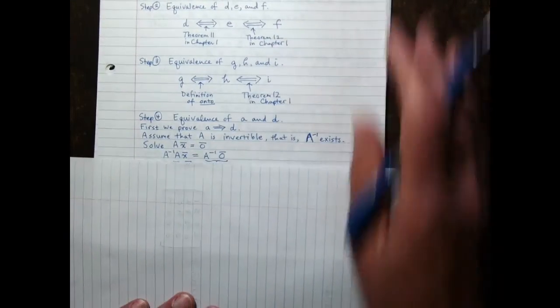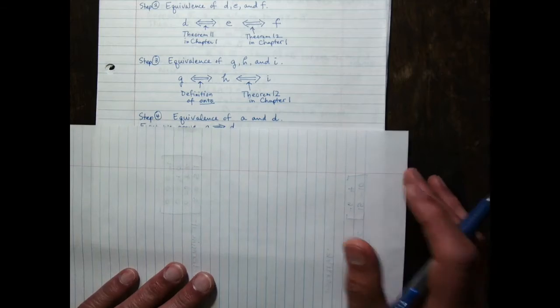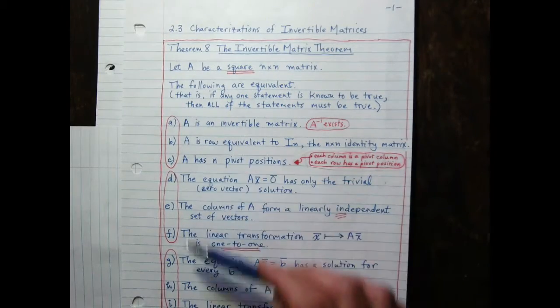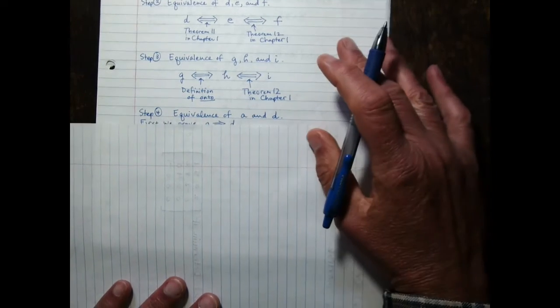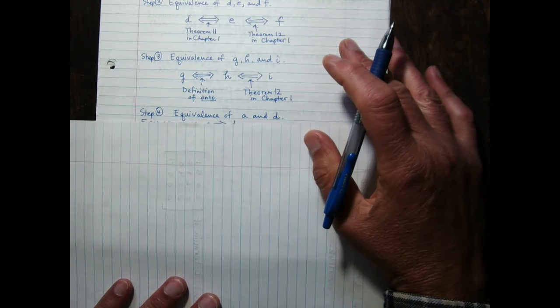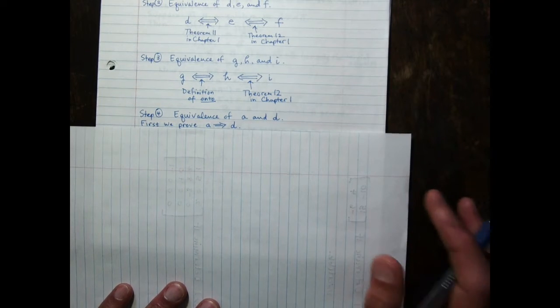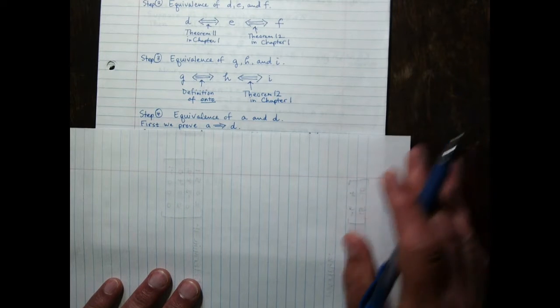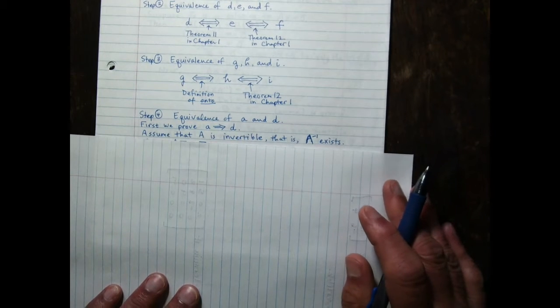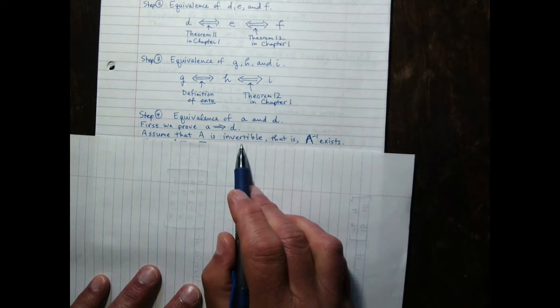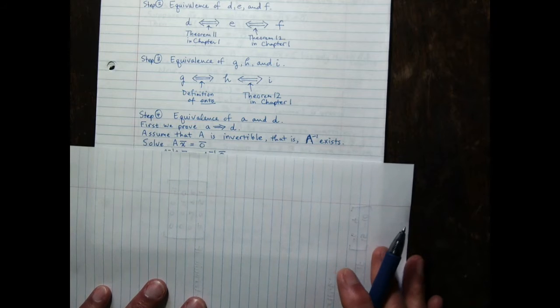Now it gets a little bit more subtle when we try to show that these separate groups are equivalent to each other. So for me, the next step of the proof would be to show the equivalence of A and D. And so to show that equivalence, first we prove that A implies D. So statement A is that A is invertible. So assume A is an invertible square matrix, that is, A inverse exists.